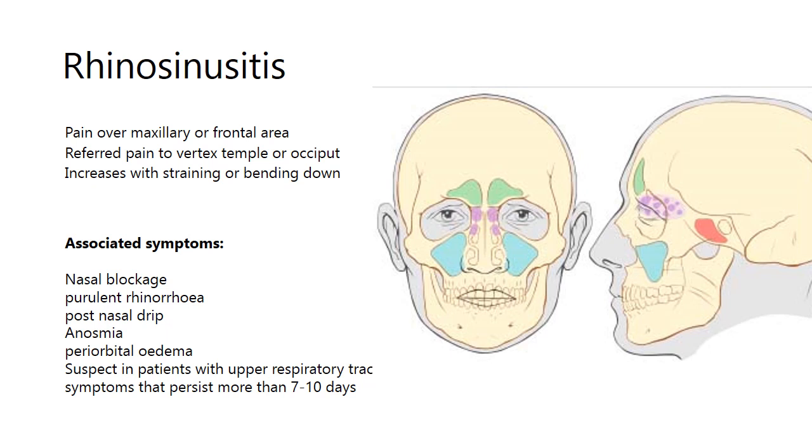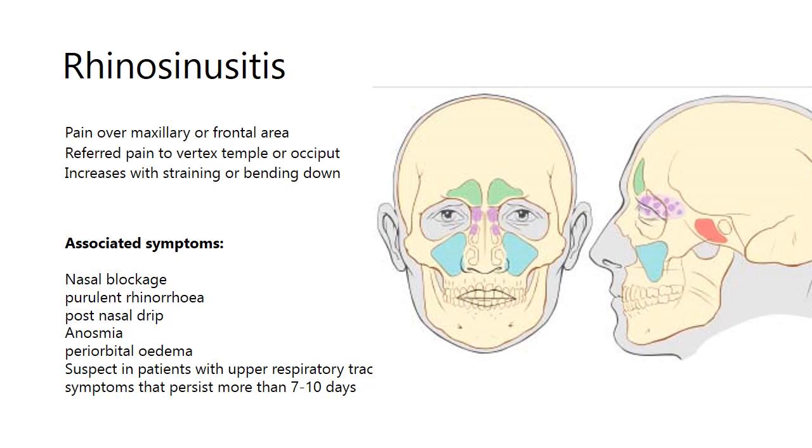referred pain to the top of the head, or their temporal regions, or into the occiput. It tends to be maxillary pain or frontal pain that patients will describe. The characteristic of the pain is being like a pressure within their face, or as I say, radiating into other regions of the head. This is because the paranasal sinuses are very sensitive to pressure changes.